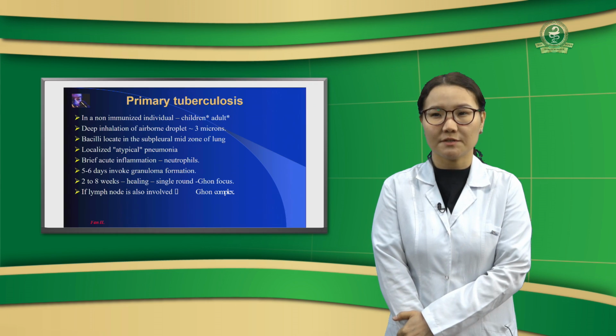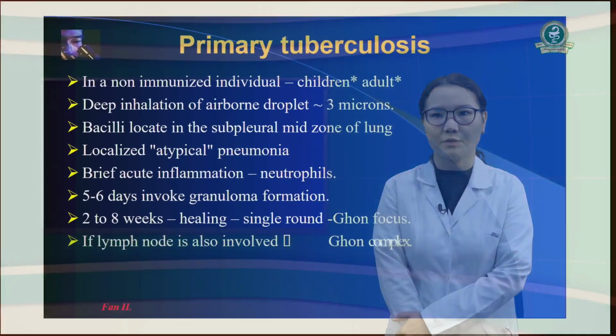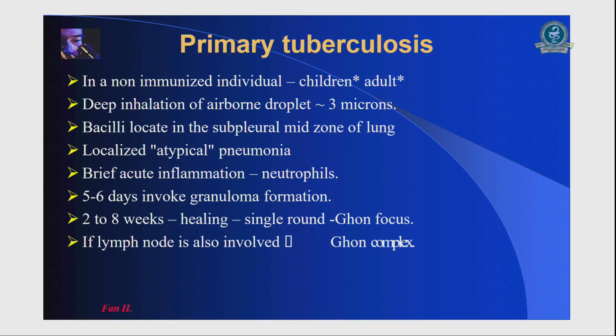In non-immunized individuals, in children or adults, deep inhalation of airborne droplets, about 3 microns, bacilli locate in the subpleural mid-zone of the lung, causing localized atypical pneumonia. It is a brief acute inflammation with neutrophils, then 5 or 6 days involve granuloma formation and 2 to 8 week healing. The Ghon focus in the lymph node is also involved.